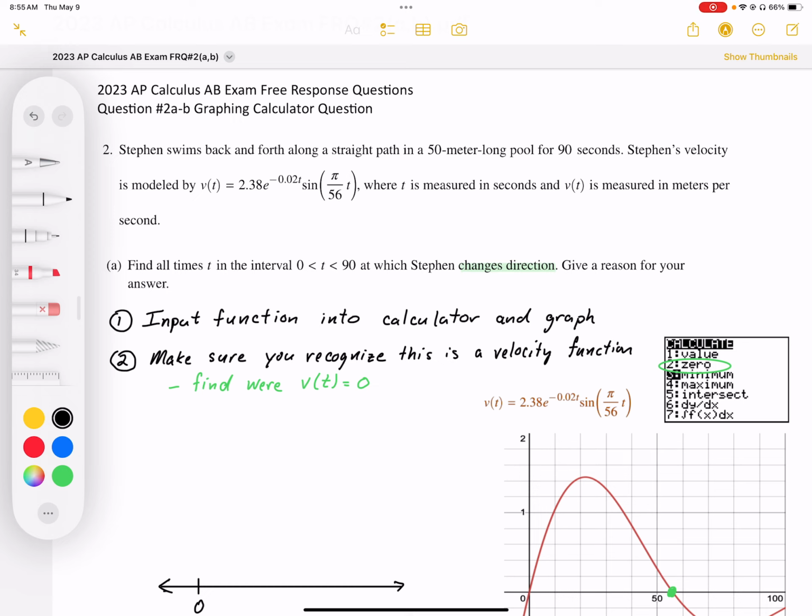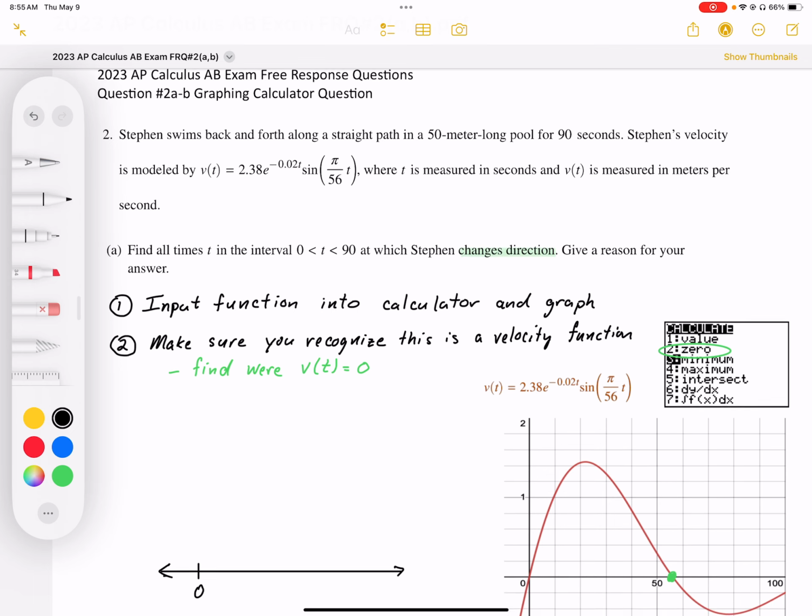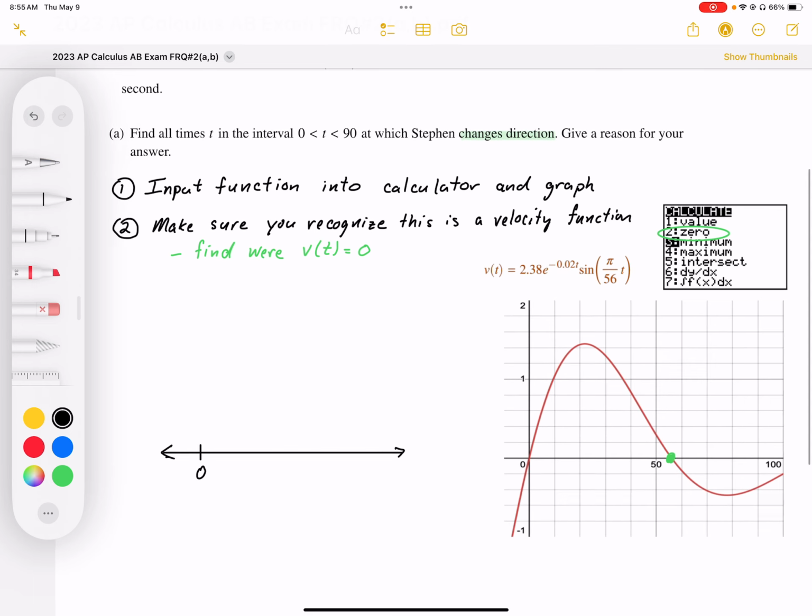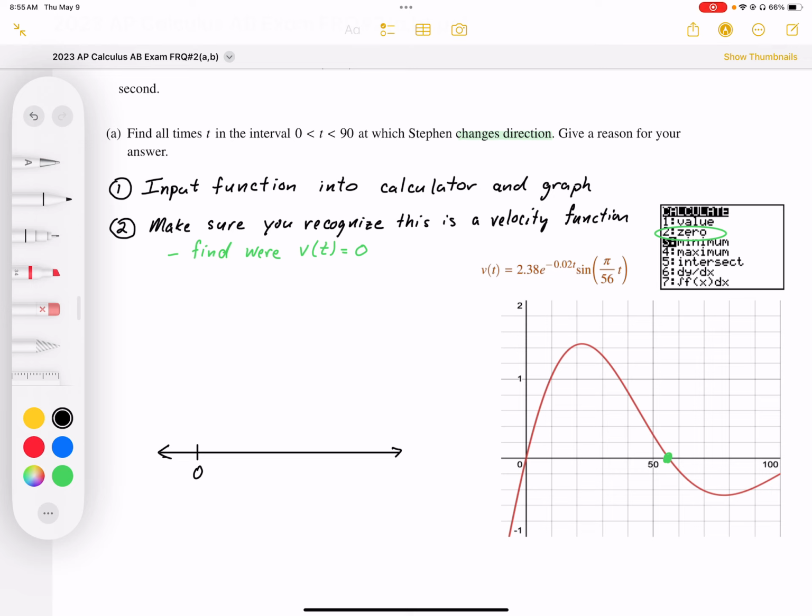Part A asks, find all the times t in the interval 0 to 90 at which Stephen changes directions. So that means that he's going from positive to negative or negative to positive, and then give reasons for your answer. So the first thing we're going to do is input this function into the calculator and graph it. And when you adjust your windows, you should get a graph that looks something like this.